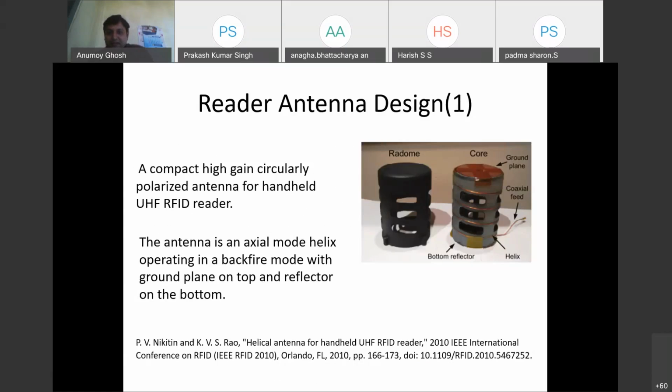That is why you see in this picture a helical shaped wire wound on a substrate, on a radome. This upper part is the ground plane, and the radome is fed from the bottom part through a coaxial cable, and one part of the coaxial cable will be grounded over here. So these kinds of readers are circularly polarized readers.